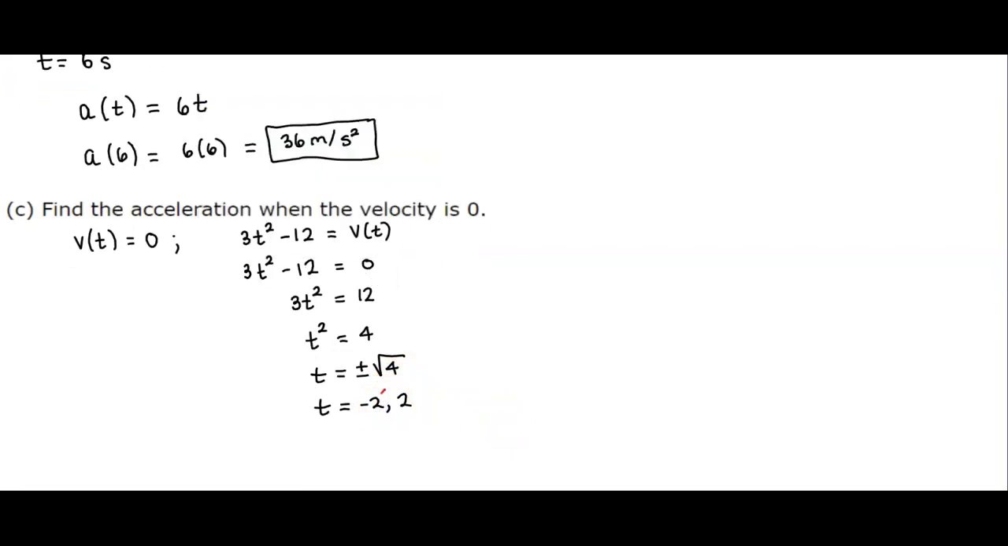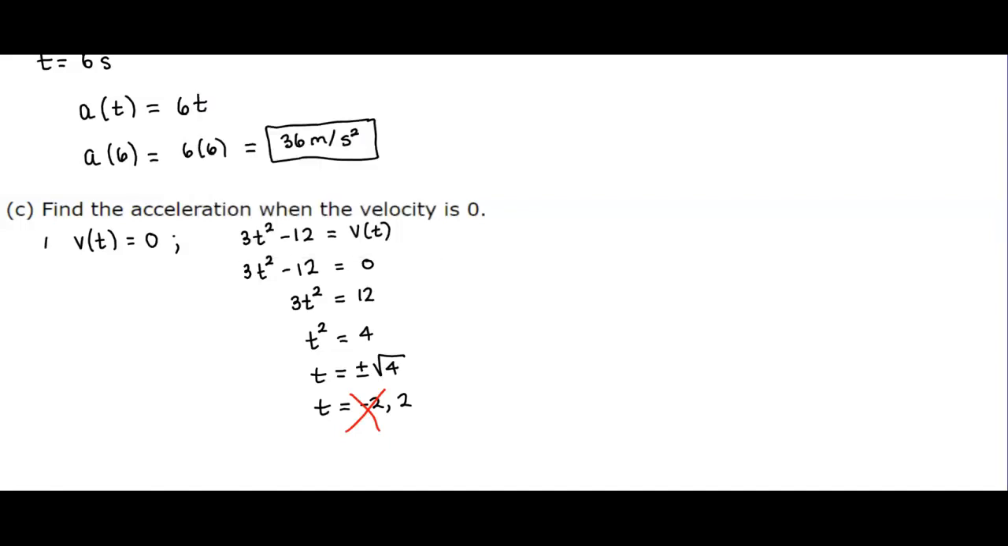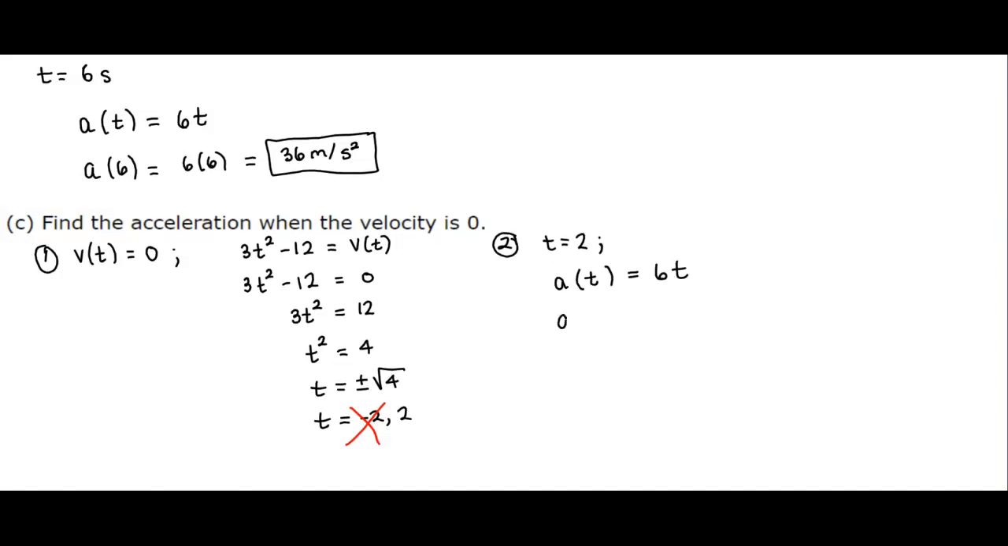Okay, and so now, in the second part, which is to find the acceleration when the velocity is 0. When the velocity is 0, we found that t is equal to 2, and then we're going to plug it into the acceleration function, a of t, which is equal to 6t. So we want to find a when t is equal to 2. So 6 times 2 is going to give us 12, and that is 12 meters per second squared.